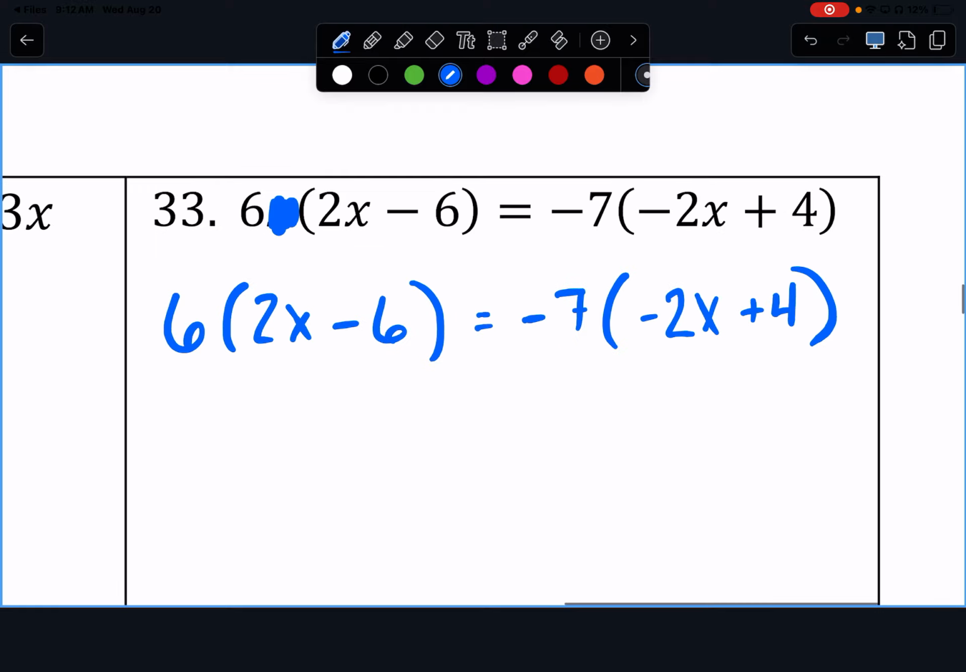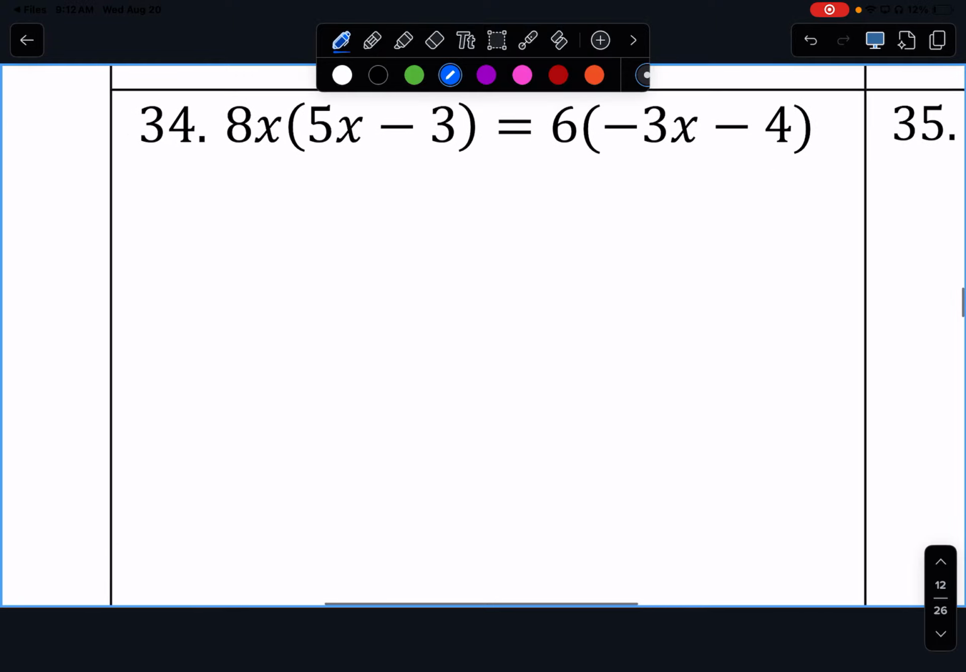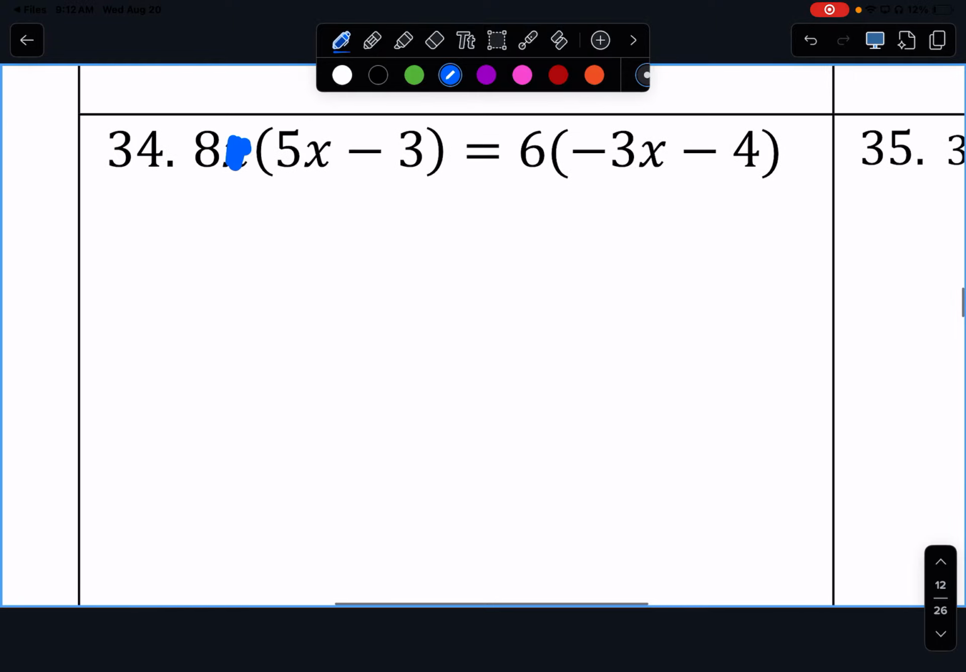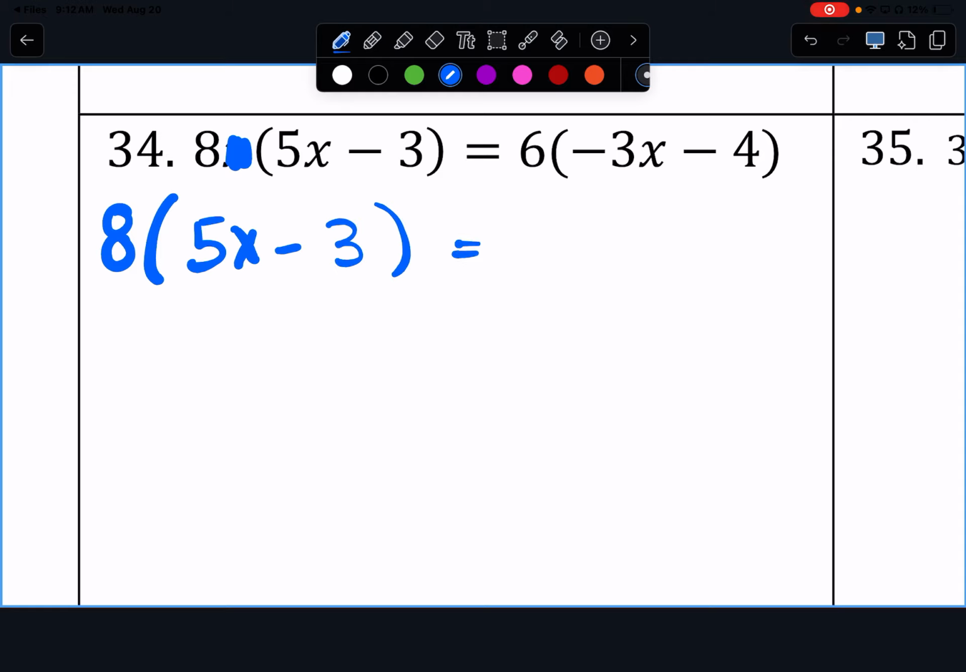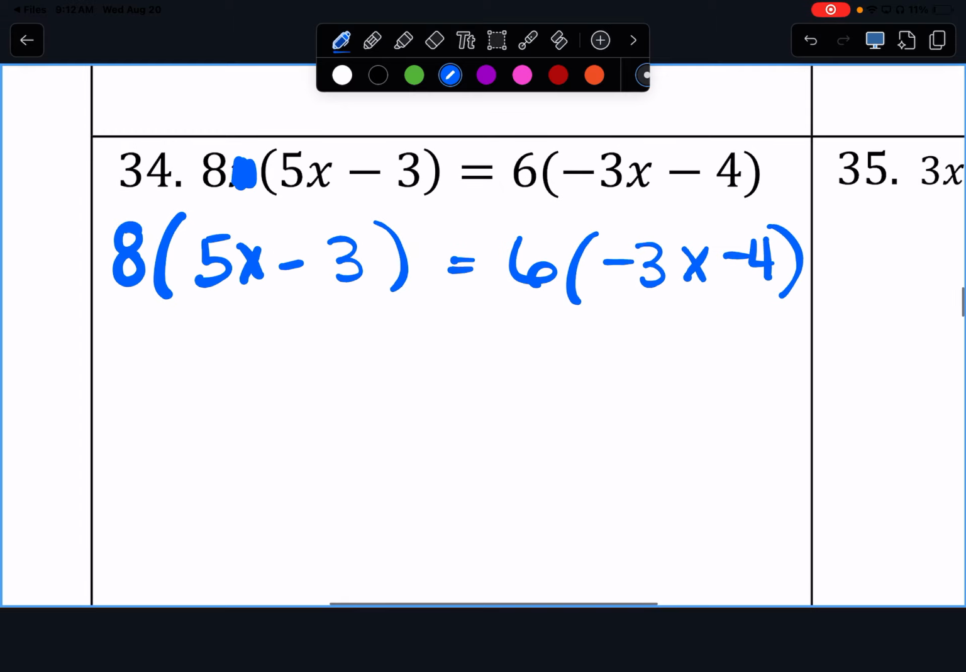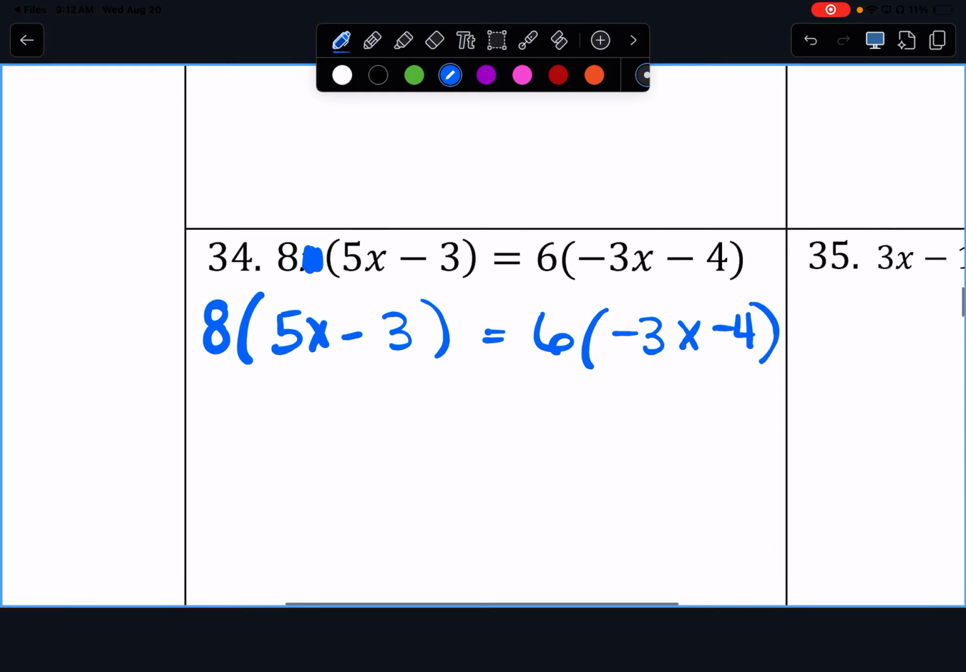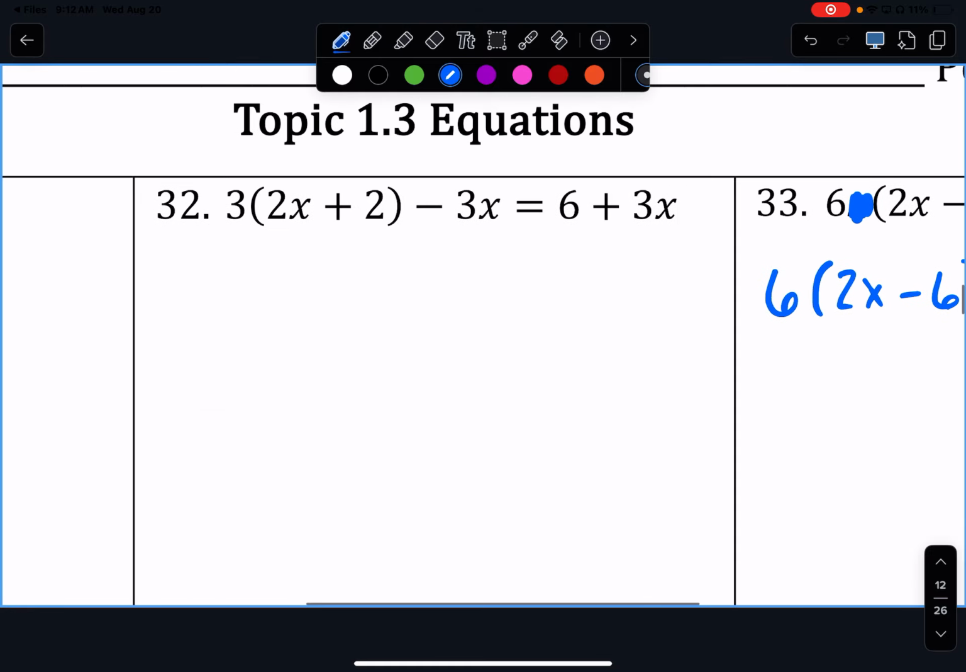All right. We are also going to fix the same thing on 34. We're going to take out that x, and it will leave us with 8 times 5x minus 3 is equal to 6 times negative 3x minus 4. All right. And the reason we have to do that is because we do not have the tools in our tool belt to deal with the x in there yet. And it would no longer be linear, so it changes a whole lot. All right, so we're going to go over most of these together.